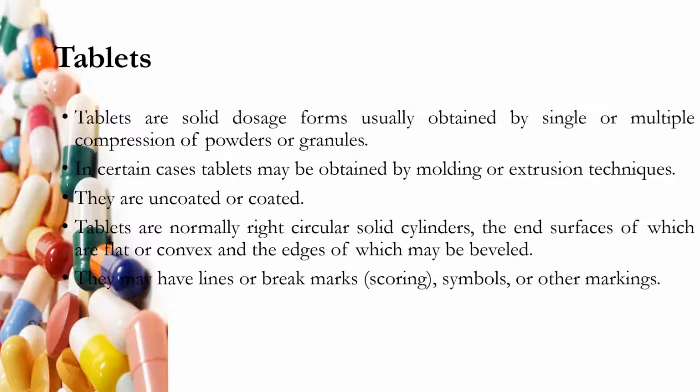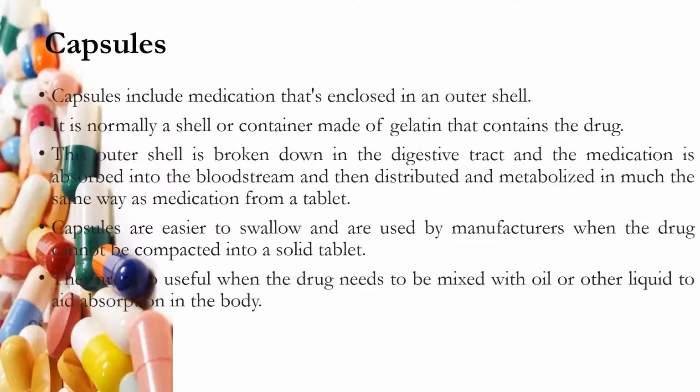Normally they are right cylinders, with end surfaces which are flat, or sometimes convex, with a flat edge, or sometimes a beveled shape on the edges. Sometimes a tablet has a break mark, known as scoring, or some symbol or other marking, in the form of dosage marking, dividing it into 2 parts or 4 parts.